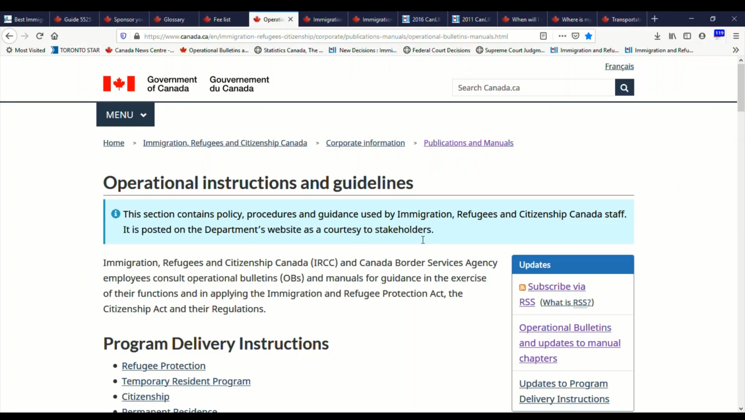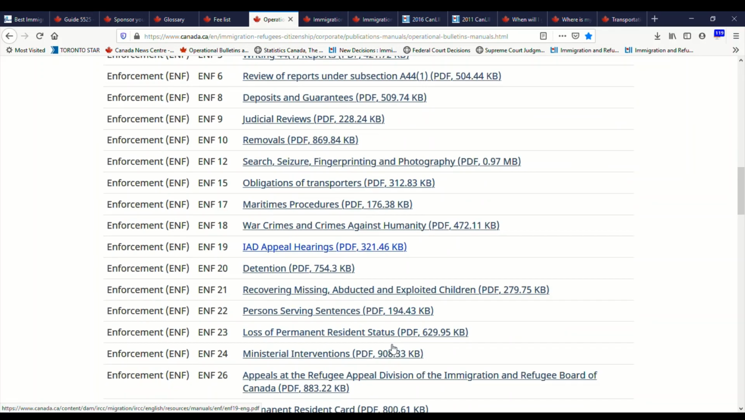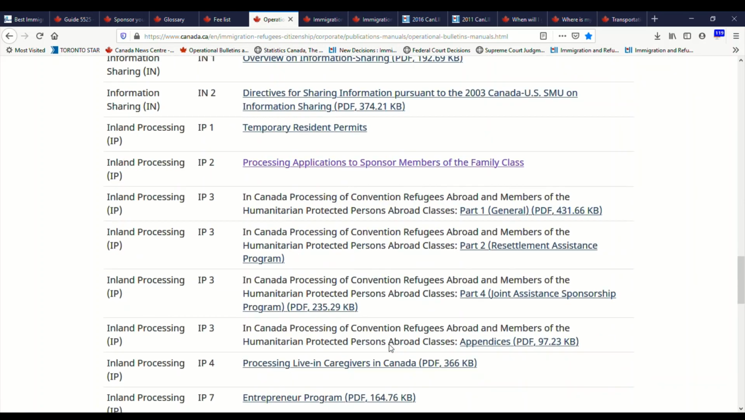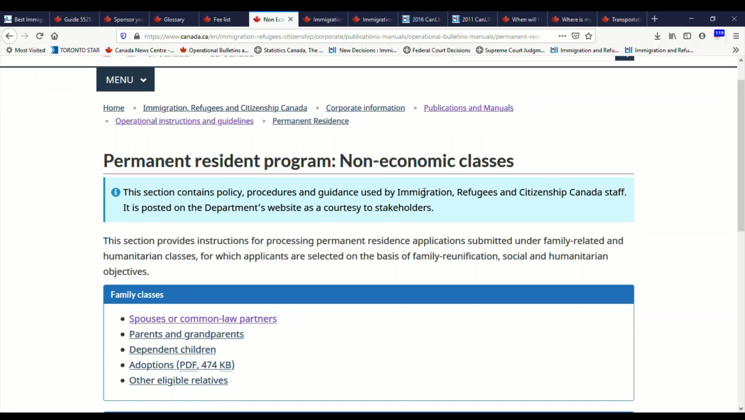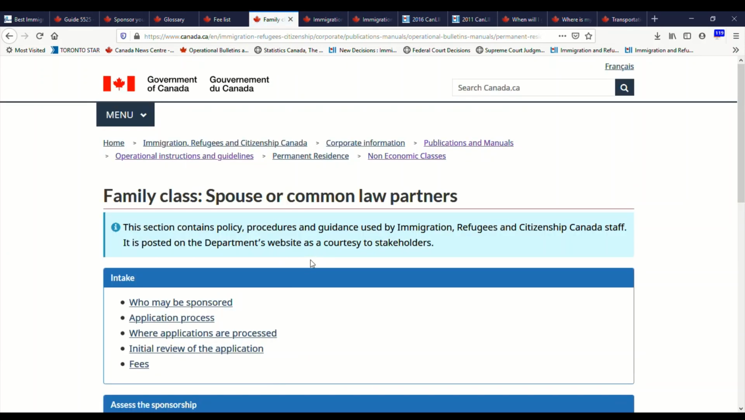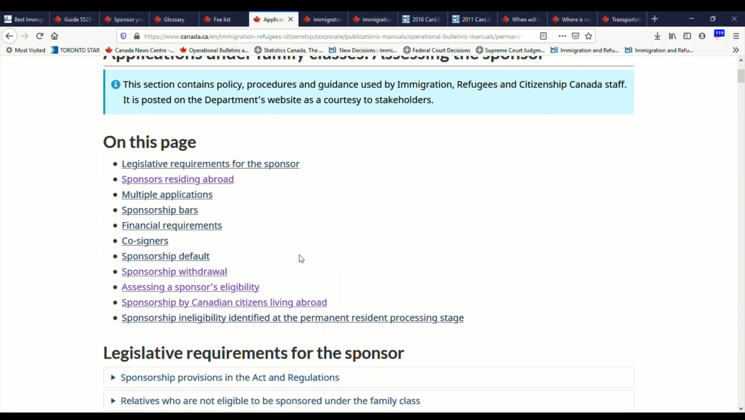When the guides remain silent on how to deal with Part 1, Question 1 on the IMM 1344, we have to look at operational instructions and guidelines. In particular, we're going to look at the IP2, Inland Processing Manual, Chapter 2, Processing Applications to Sponsor Members of the Family Class. There we're clicking on Spouses and Common Law Partners and assessing the sponsor. Here we're interested in sponsorship withdrawal.